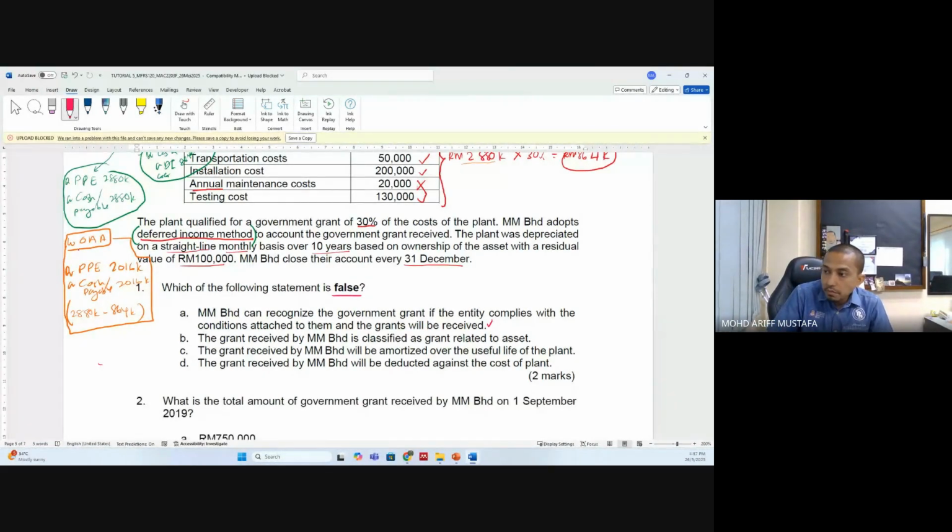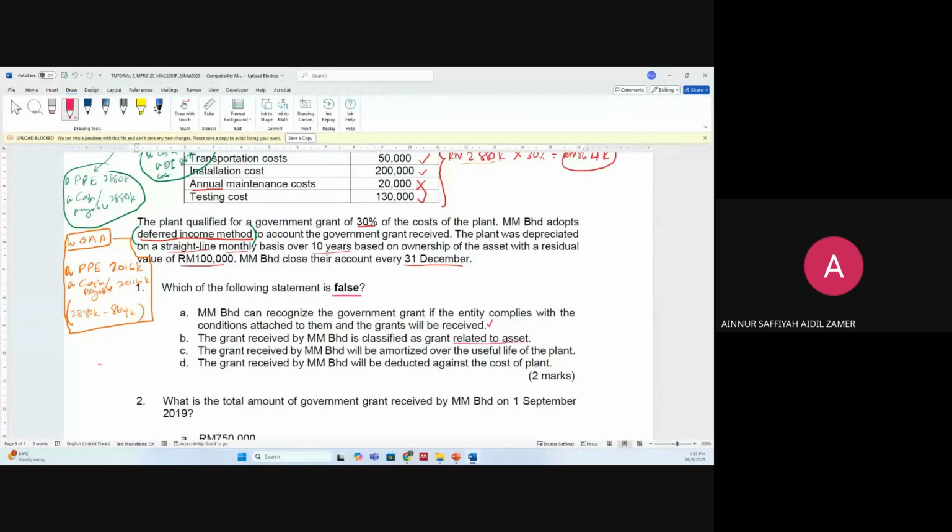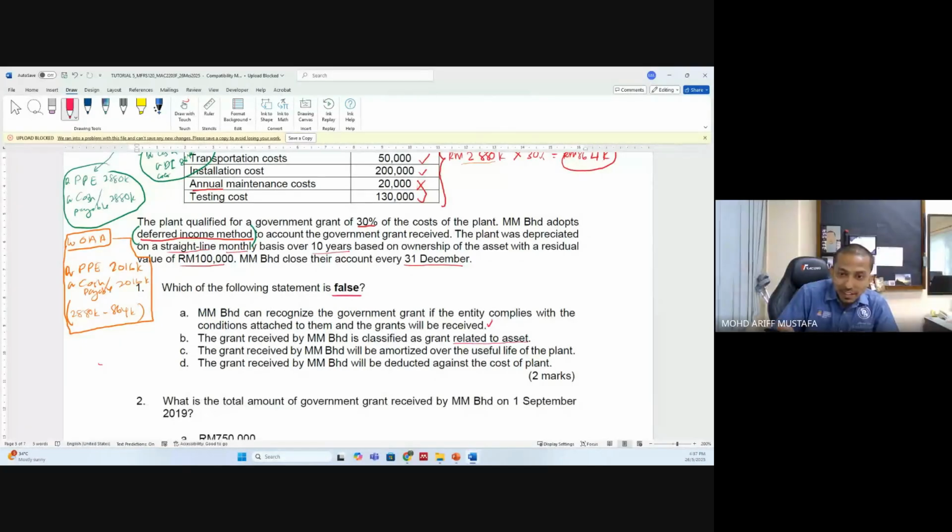The grant received by Berhad is classified as a grant related to asset. Is it related to asset or related to income? Asset. Okay, betul lah, I know. So this one is not the answer also.